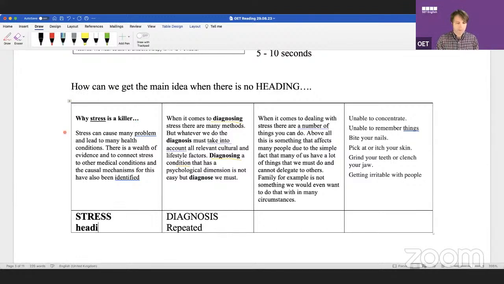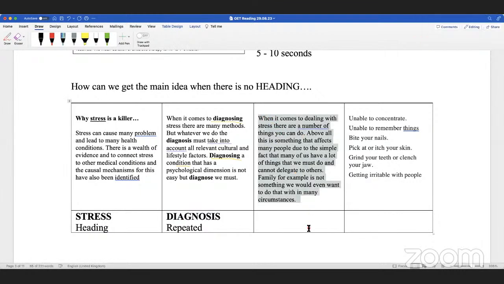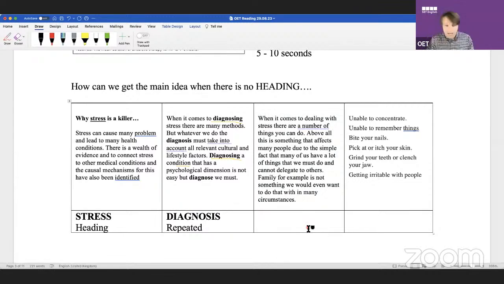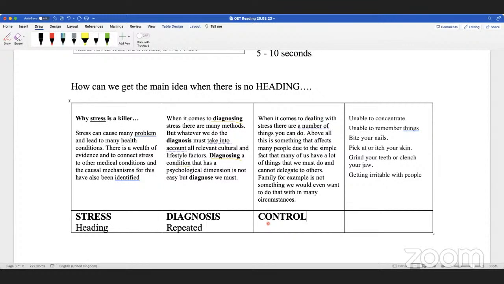Here we have the heading. But in the second example, we have repeated words. Let me speak to Weiss or Rosa. Can you tell me the main idea here? Controlling the stress. Or I would just say managing, dealing, right? That is a perfectly good answer, actually. Controlling, dealing with, managing, controlling, same thing.